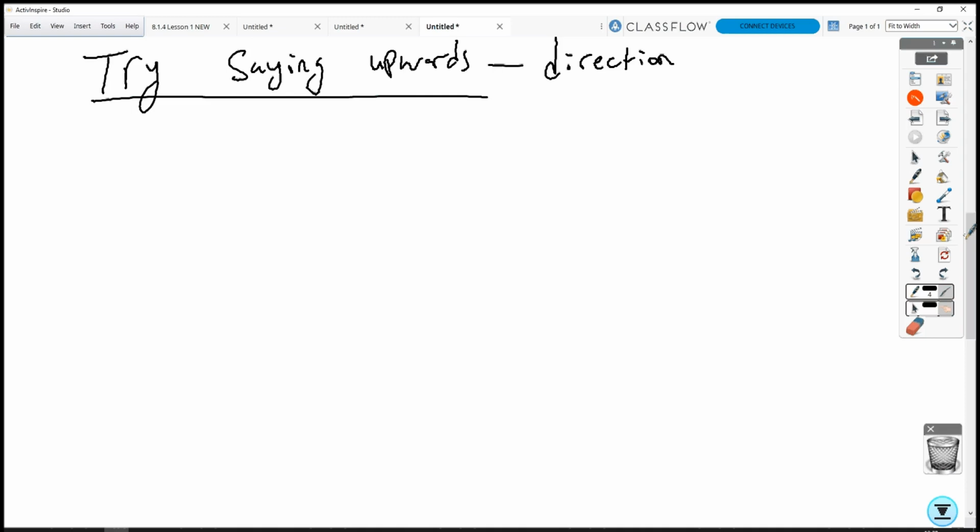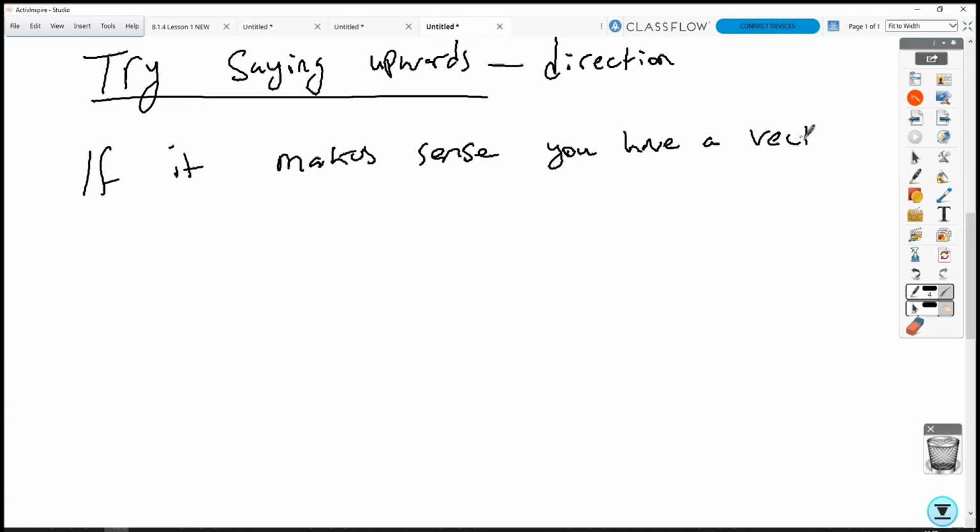If the statement makes sense, you've got a vector. If the statement does not make sense, then you have a scalar. So if it makes sense, you have a vector. If not, then you have a scalar.